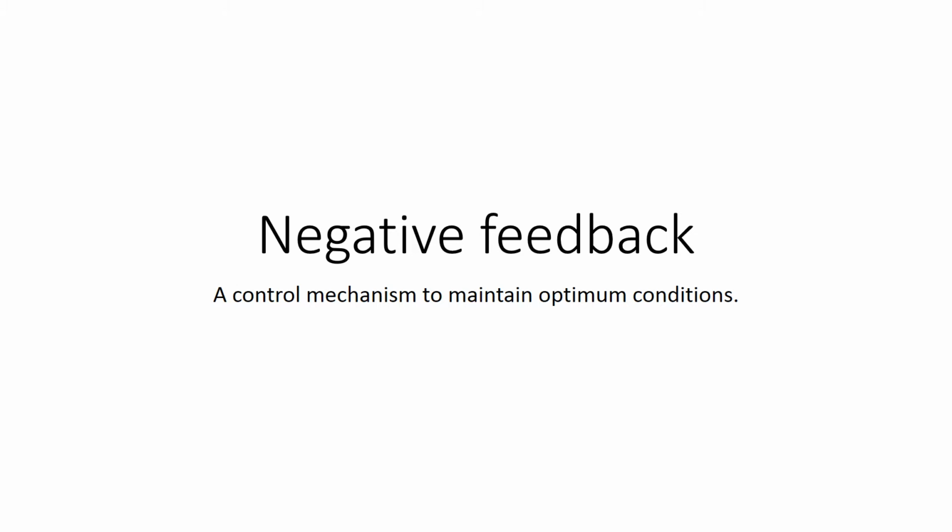Okay, negative feedback as a control mechanism in the body. These control mechanisms are designed to make sure that you have optimum conditions in the body. It could be, for example, control of blood glucose. It could be control of body temperature. You need these things to be fairly stable. And negative feedback is one way that these things are maintained.